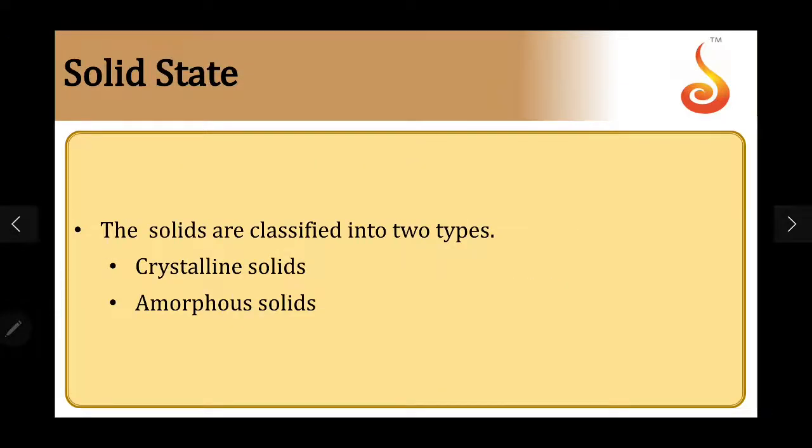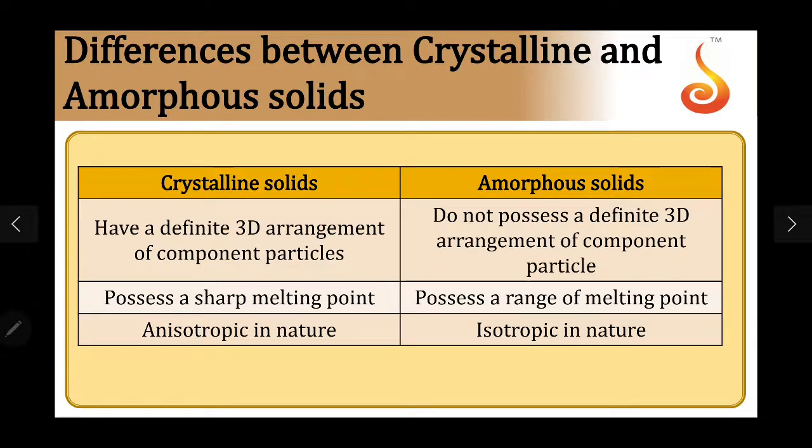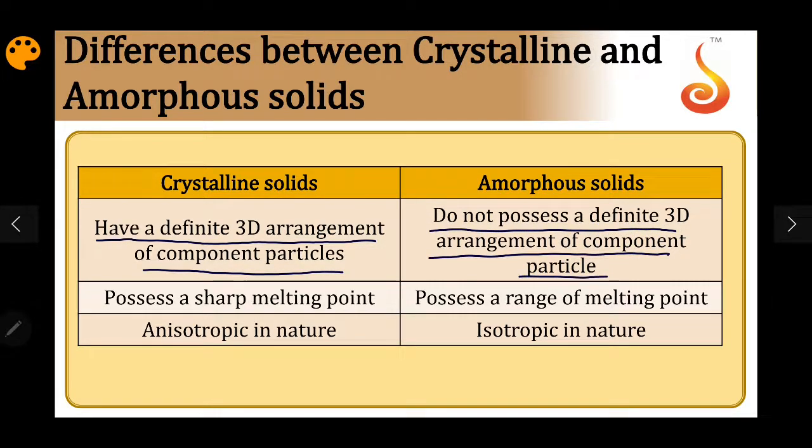Moving to solid state. As you know, there are two types of solids: crystalline solids and amorphous solids. The difference between them: crystalline solids have a definite three-dimensional arrangement of component particles in 3D space, and amorphous solids have only a short-range orderly arrangement. They do not possess a definite 3D pattern of component particles in 3D space. Then, crystalline compounds possess a sharp melting point.